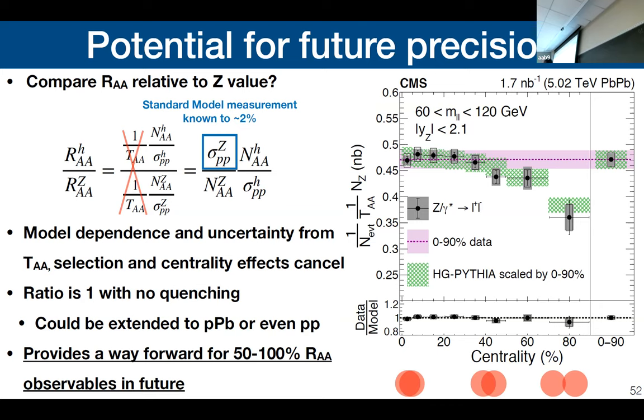Furthermore, I believe that this could even be extended to proton-proton collisions where you do other types of selections, right? So this provides a way forward for these 50 to 100% RAA observables in the future. And as we collect more Z bosons in the LHC going forward, I believe this technique will be very, very valuable.